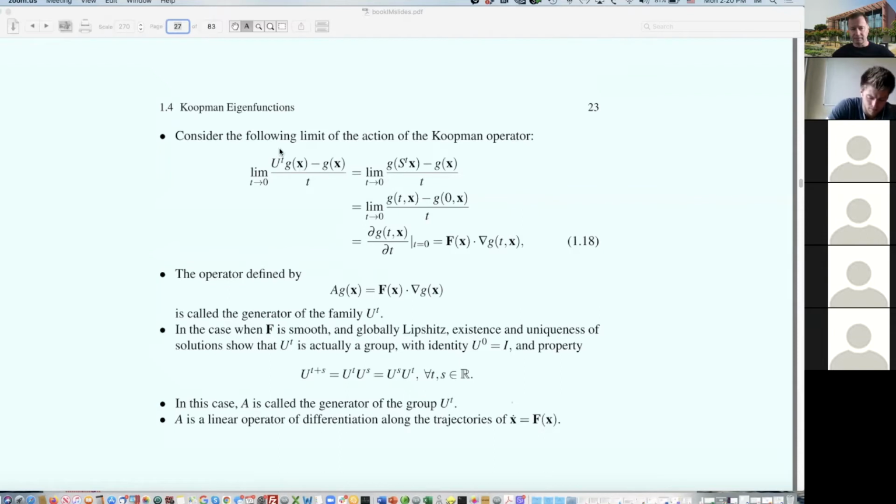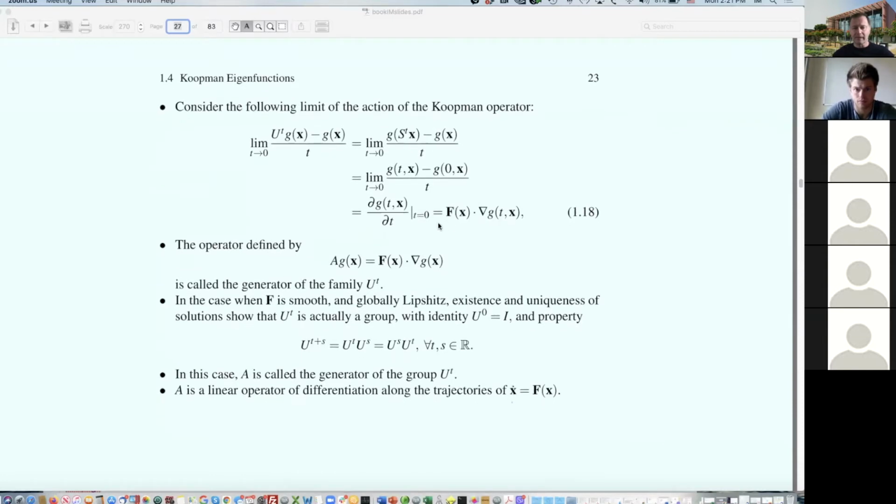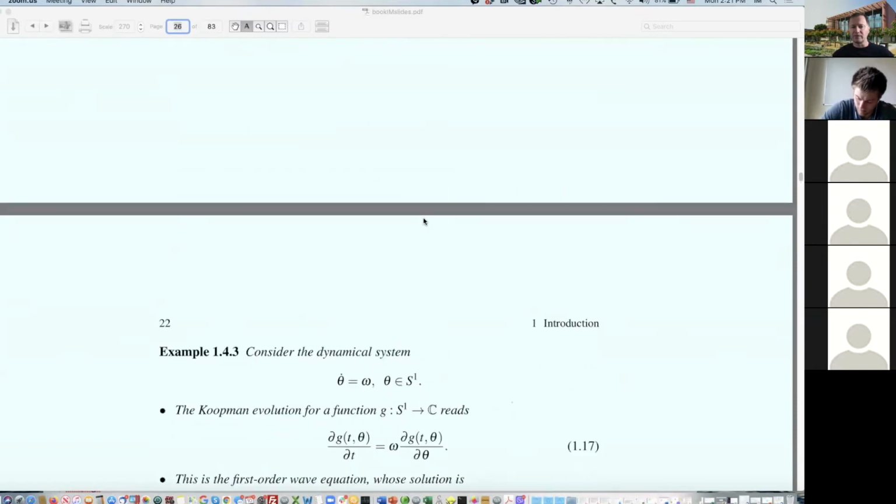So that's just by definition, U_t G is G of S_t x, a composition of G with S_t. We're subtracting G of x, dividing by t. This we redefined as G of t and x. So that composition is G of t and x. And this then is G of 0 and x, if you look back at our definitions. And so clearly then, this is the definition for the derivative of G of t and x with respect to t at time equal to 0.